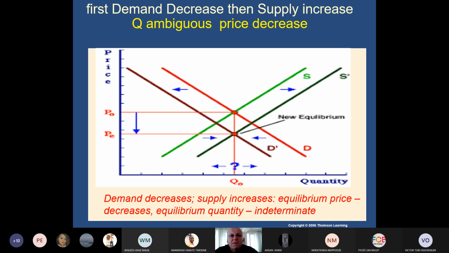And as a result of this price reduction, the quantity is either ambiguous, or indeterminate, or stays intact, stays the same. Okay? You have understood what is happening. This is the scenario.